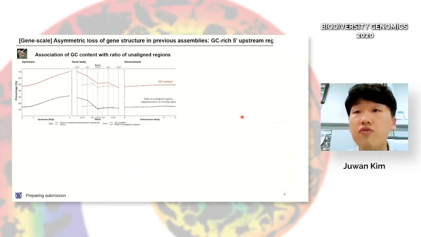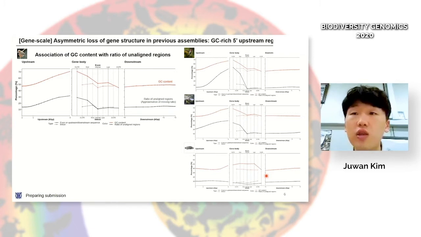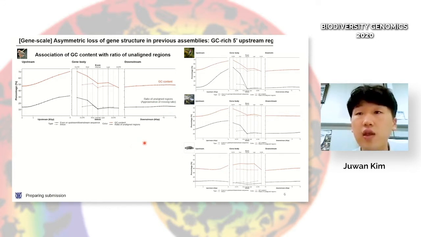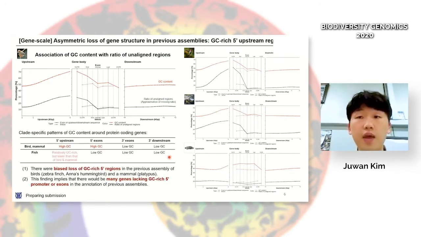And interestingly, we found similar patterns in Anna's hummingbird and platypus, but climbing perch shows missing ratio in a relatively uniform manner due to the homogeneous genome of climbing perch. So this finding provided an overview of sequence losses around genes that can occur in a clade-specific manner, and also the asymmetric pattern of sequence losses around genes implies that many of the previous genes have lost much of their GC-rich 5' promoter or coding exon part.